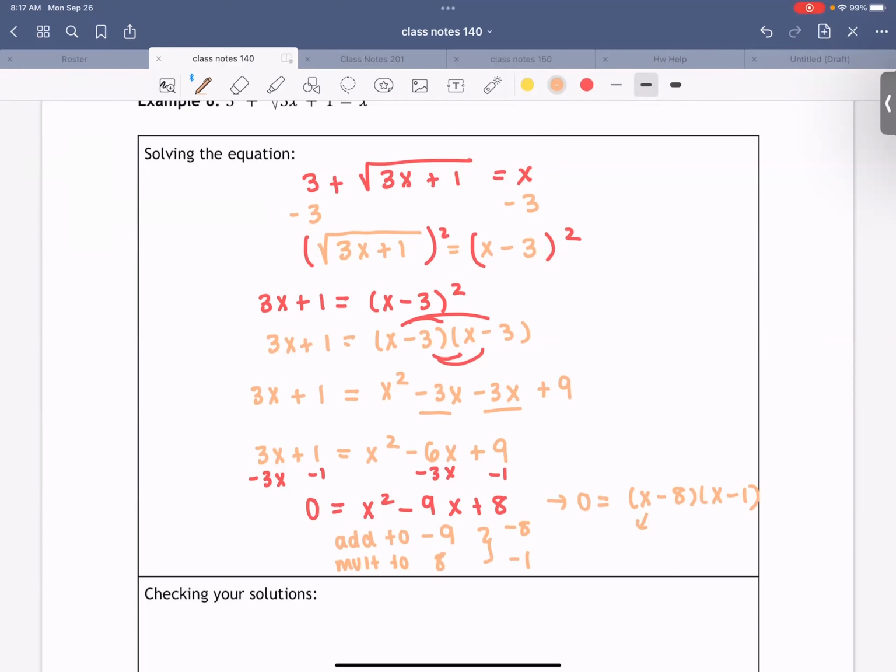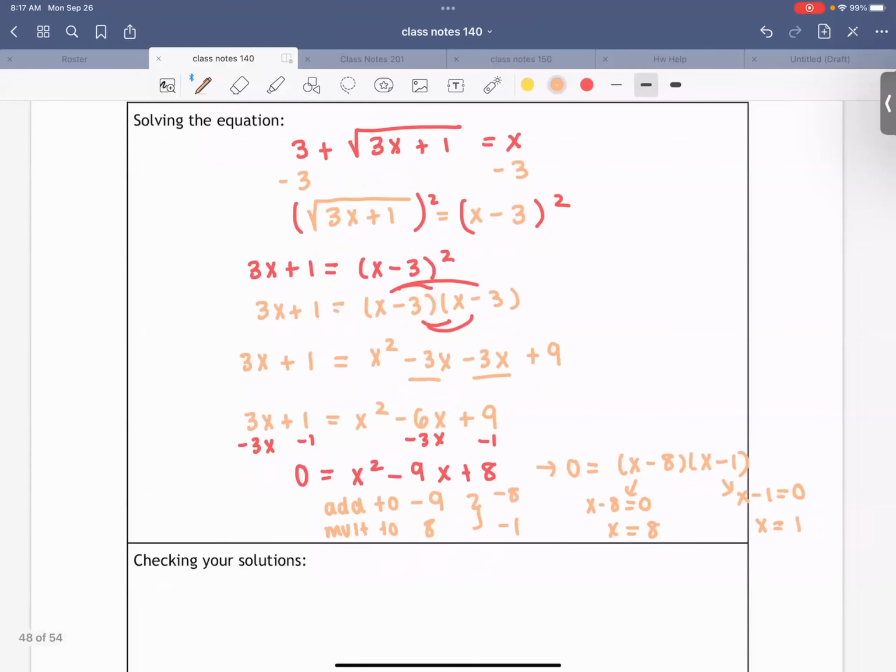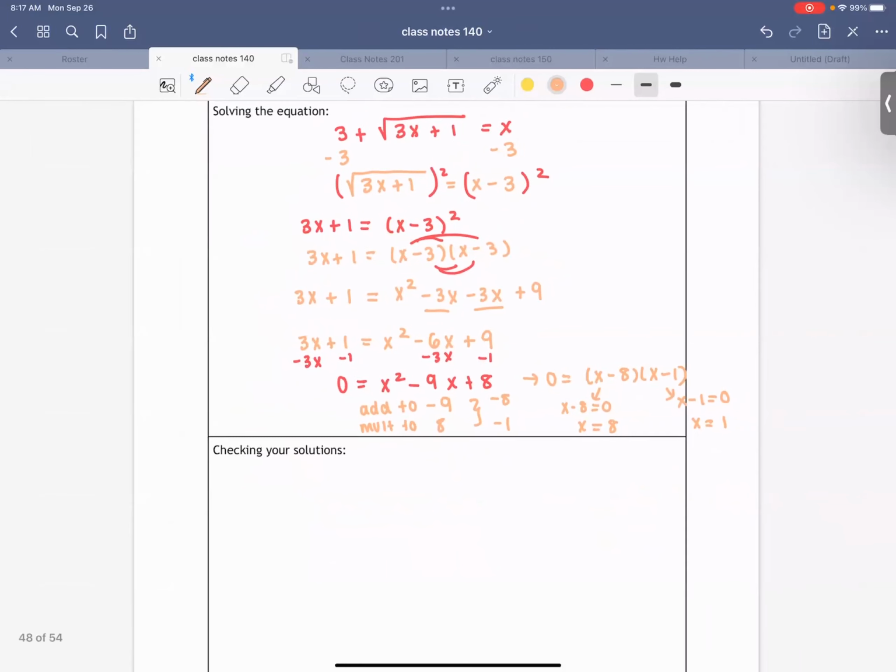Okay, now we have two options, right? We can set x minus 8 equal to 0. And we can set x minus 1 equal to 0. Okay, which gives me x equals 8 and x equals 1. That was a lot of work, right? Unfortunately for us, we're not done. We still have more work to do, and that's in checking if our solutions make sense. Okay, and this will show you exactly why checking our solutions might not work sometimes.